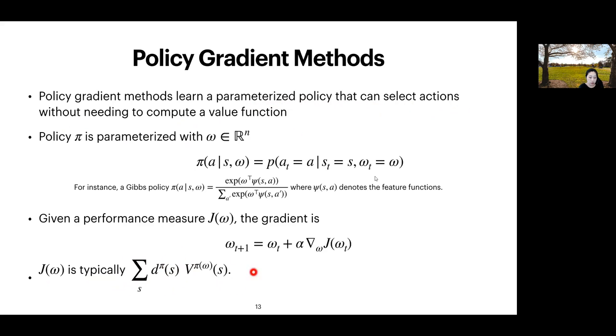Now you might ask me, well, you said without need to compute a value function, but why is my J_T still this guy? To explain this, we'll see how we eventually derive the actual algorithm. Although it's trying to maximize this expected value function, taking an expectation over a state, the algorithm would not explicitly calculate any value function.